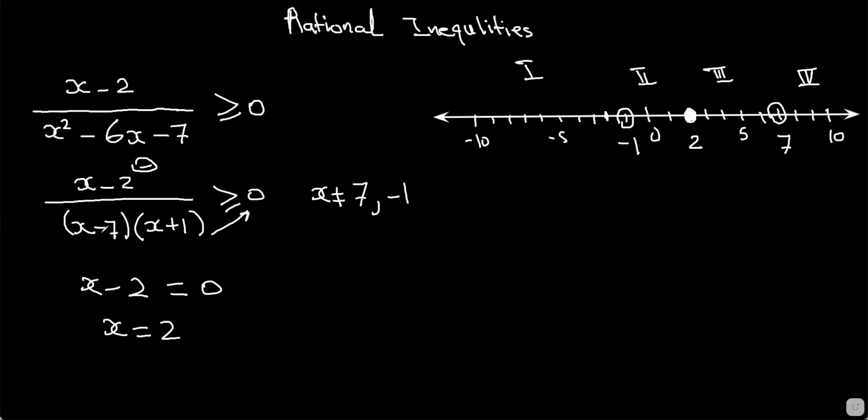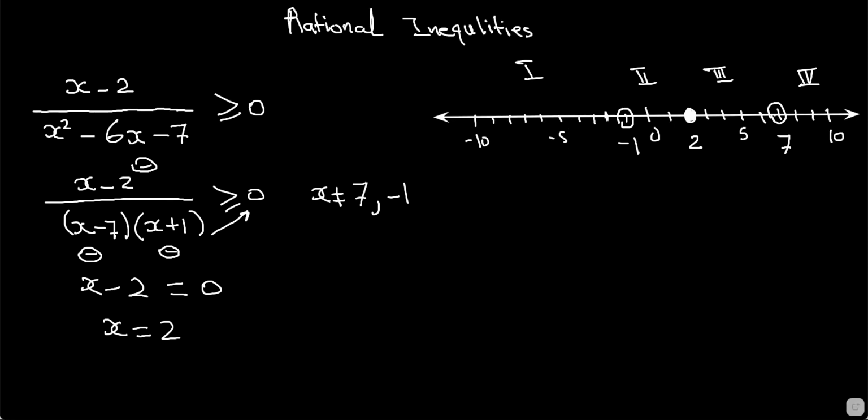Now here, -2 minus 7 gives you -9, so that's negative. And -2 plus 1 is -1. So if you look at this, negative times negative on the bottom is positive. Negative divided by positive is negative. If the overall is negative, is it greater than or equal to 0? A negative number is not greater than or equal to 0, so we don't shade in this region.